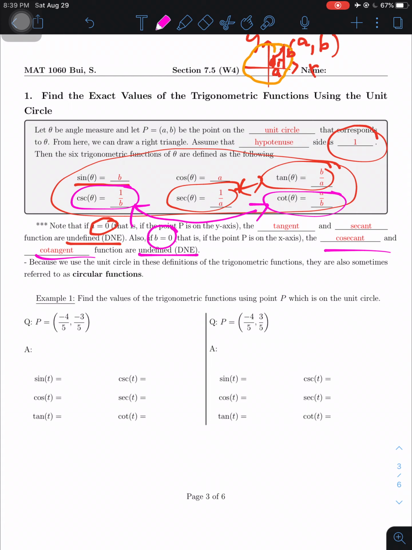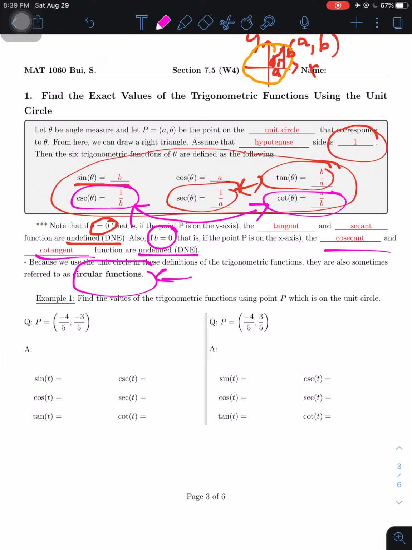Because we use a unit circle in these definitions of trigonometric functions, they are also sometimes referred to as circular functions. So this is another name for the unit circle trig functions. Again, this is just extra information, so I'm not going to test you on the name of it. It's just an interesting fact to know.